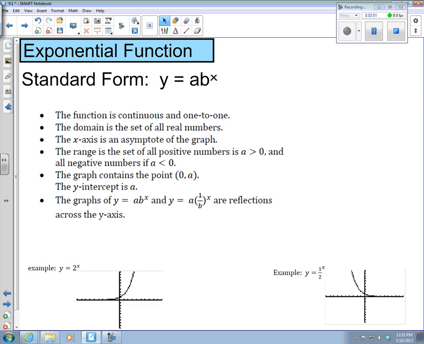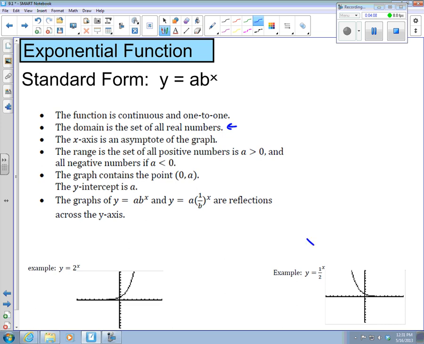The function is continuous and one-to-one. For every x, there is one y. The domain is the set of all real numbers. This is going to be true for all of them. The range, not so much, but the domain is always the set of all real numbers. The x-axis is the asymptote of the graph.